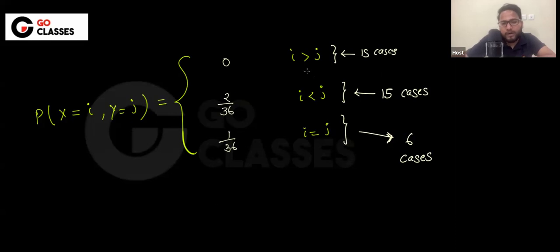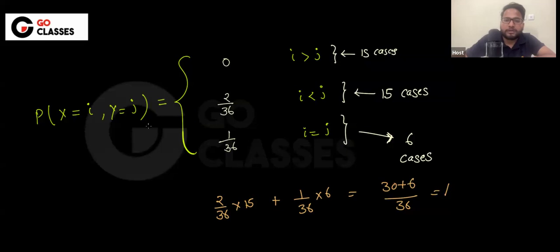Now you do one thing. You just add all of these probabilities. So it will be 2 upon 36, how many times? 15 times, right? So I can just multiply by 15. I mean, there are 15 such probabilities, and these are the 6 such probabilities. So basically it is 30 plus 6 upon 36. It should be 1. Okay. It is just a quick check.